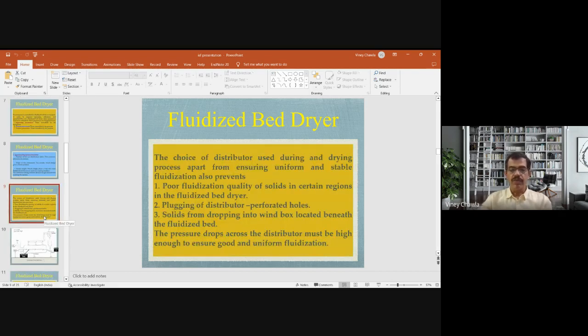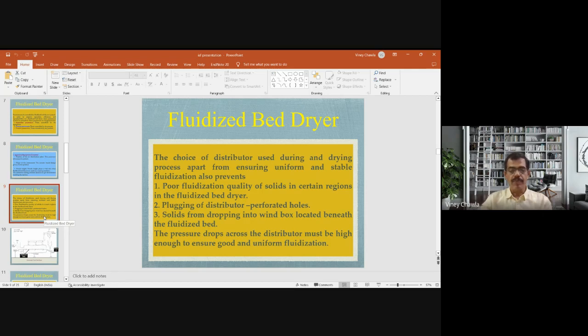So the choice of distributor used during the drying process, apart from ensuring uniform and stable fluidization, also prevents poor fluidization quality of solids in certain regions in the fluidized bed dryers, especially when we talk about industrial fluidized bed dryers where the size is very high. It can be a problem that certain portions of the fluidized bed dryer do not get proper fluidization. So if we use a proper distributor, it will distribute and make the fluidization process uniform.